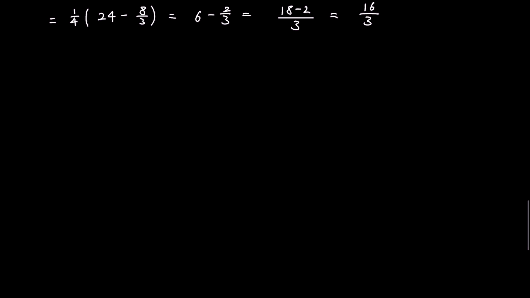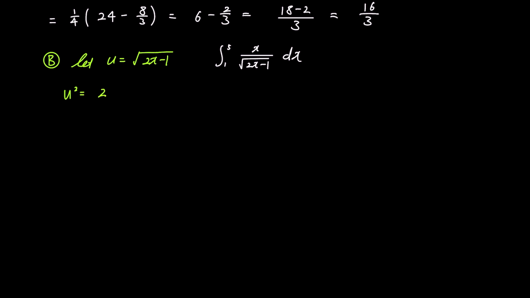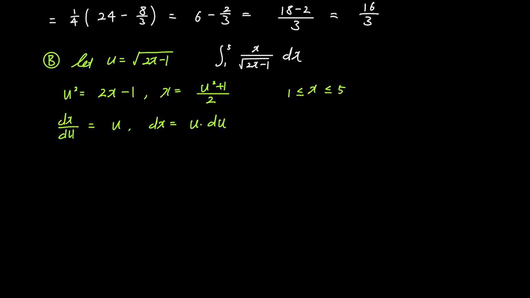Now let's solve the problem again by substituting the entire denominator, square root of 2x minus 1, with u. First, squaring both sides to get u squared is 2x minus 1, and solving for x, we find x is (u squared plus 1) over 2. Then let's find dx over du. It's straightforward, and we see that dx over du is u. Now, let's examine the integration bounds. For x, it was greater than or equal to 1 and less than or equal to 5.